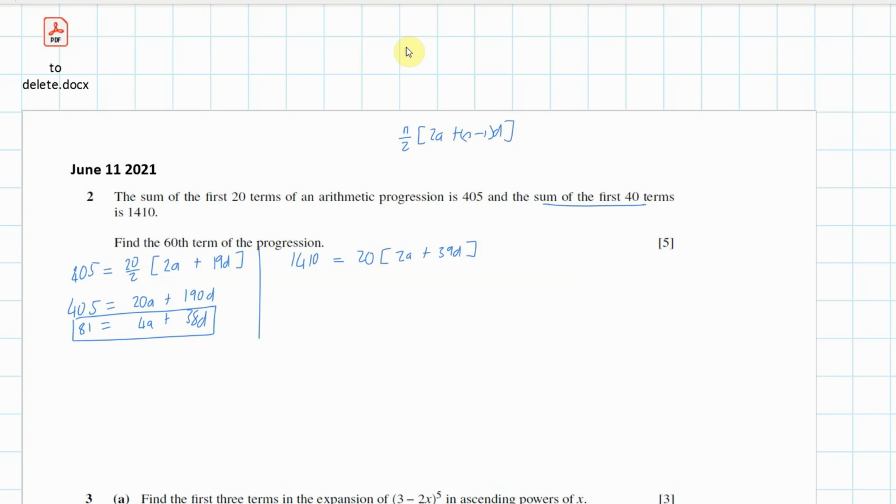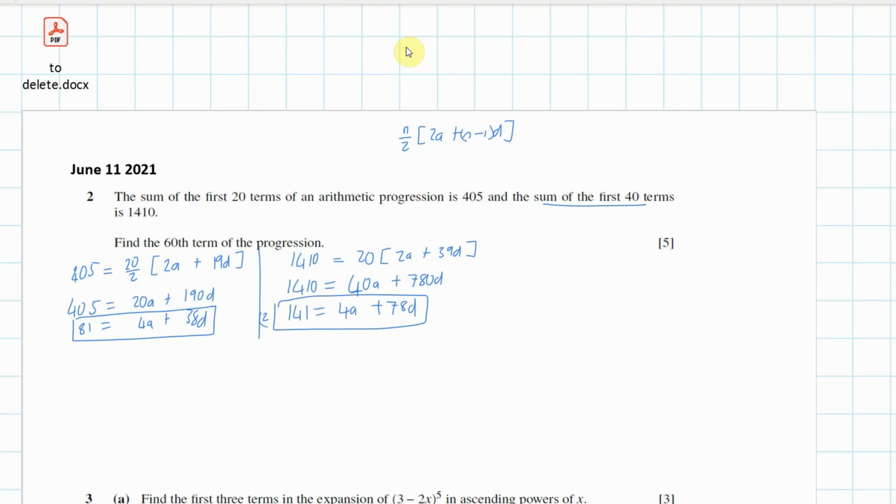Now, I guess I could just expand again. So I get 40a plus 780d, I think, is that correct? I think that's right. And then what goes into all of those? 10, obviously. So 141 equals 4a plus 78d, and we'll call this our second equation.